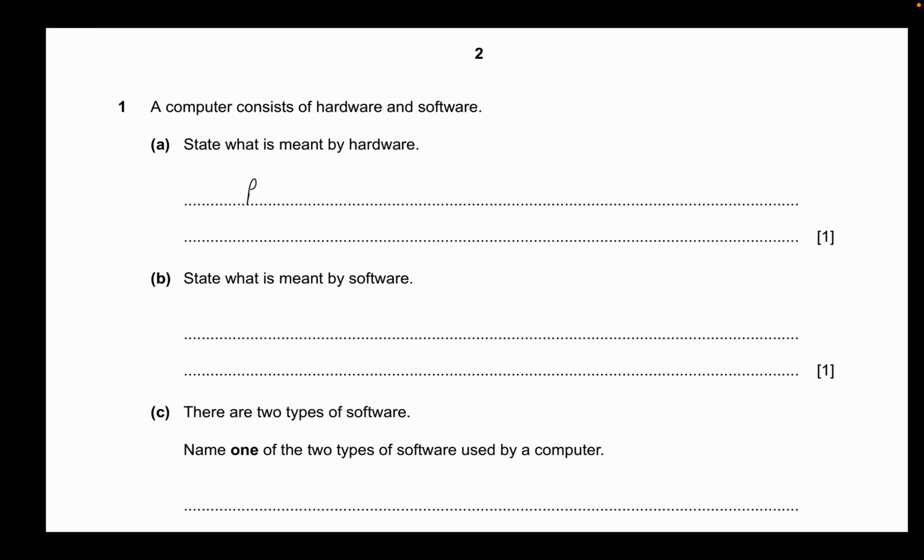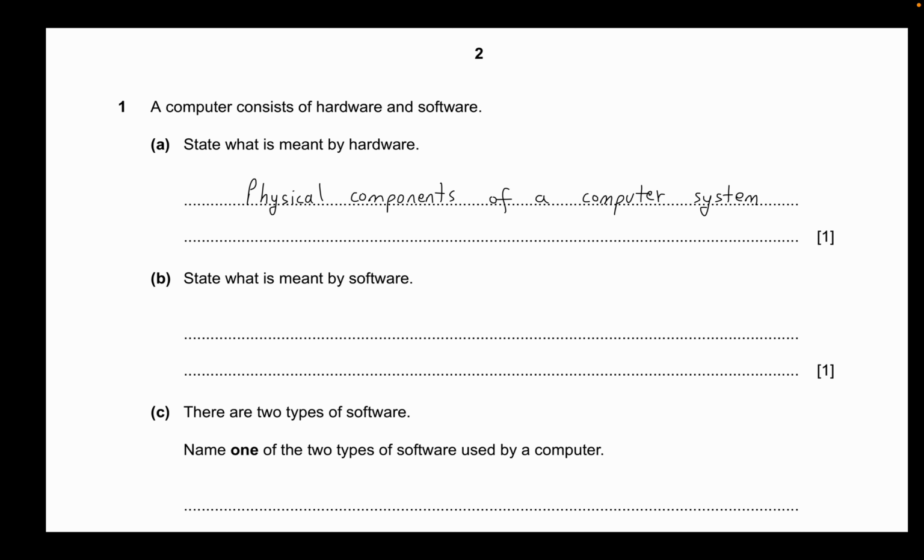Okay, so the answer to this is going to be: the physical components of a computer system. Physical components of a computer system. Okay, so this is the definition of what is meant by hardware. Okay, let's move on to the next question.